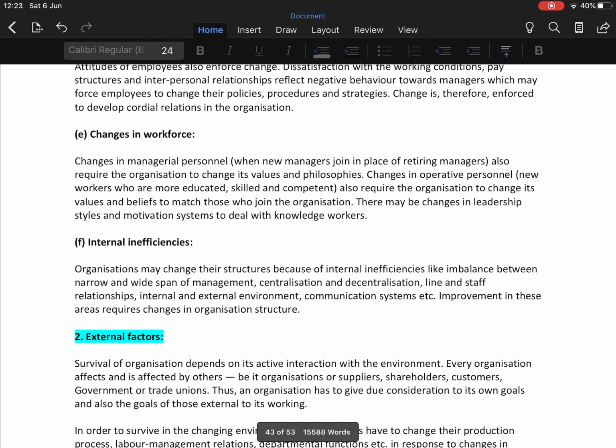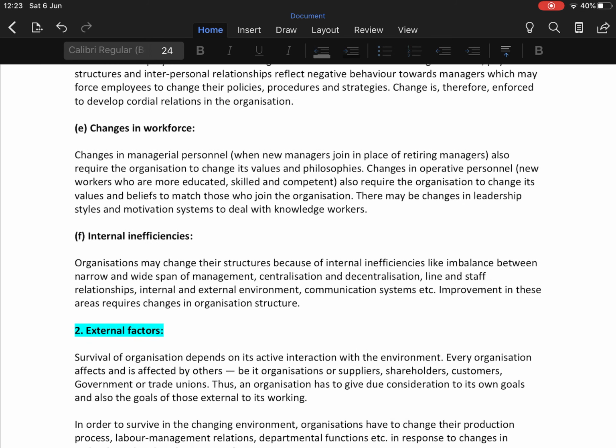Then next is internal inefficiencies. Organizations may change their structure because of internal inefficiencies like imbalance between narrow and wide span of management, centralization and decentralization, line and staff relationship, internal and external environment, then communication system, etc. So improvement in these areas requires changes in the organization structure.